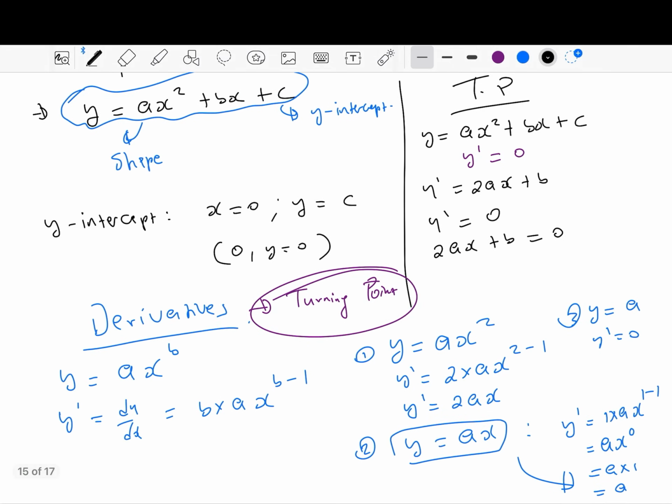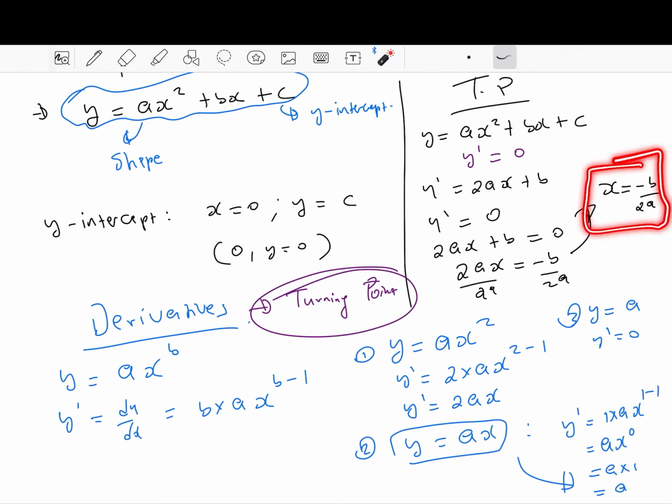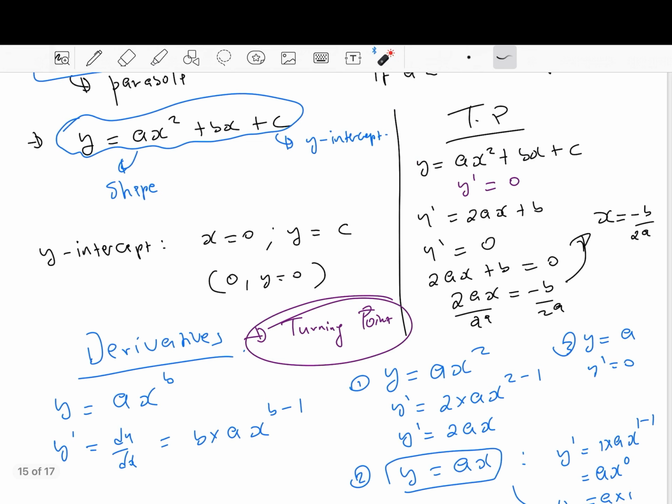Then we solve for x. Just take that b and put it on the right-hand side, and it becomes negative. So you have 2ax is equal to minus b, and then you divide by 2a on both sides. Therefore, x is equal to minus b over 2a. I'm pretty sure that you've seen this before. This is how you calculate the x value of the turning point. The x value of the turning point is equal to minus b over 2a.